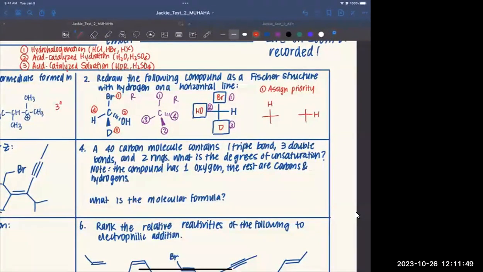Yeah, I see what you're saying. Yep. Because for Fischer structures, when you're determining configuration, if it's on the wedge on the side, then you have to flip the configuration. Yeah.